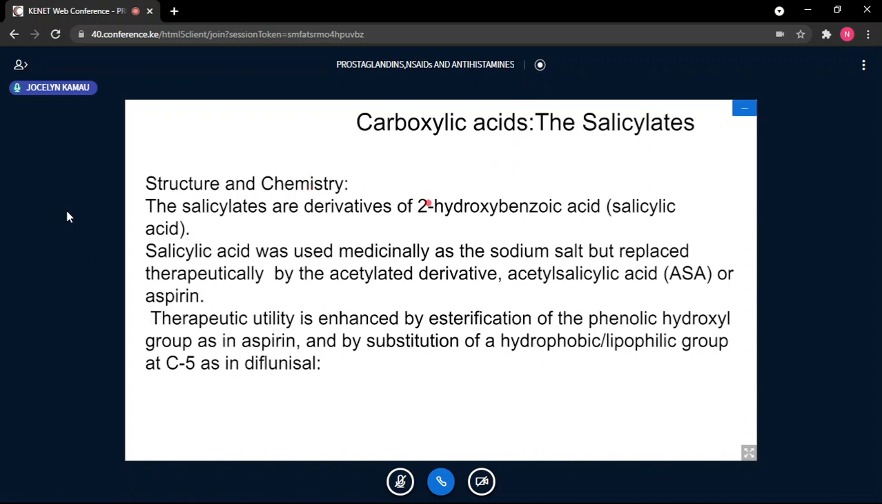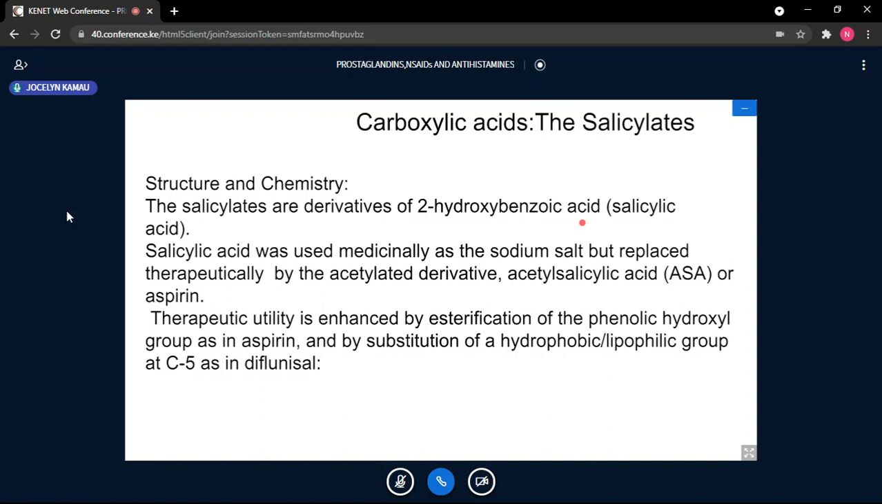Structure and chemistry: kindly draw the structure of acetylsalicylic acid and also draw the structure of salicylic acid. By now you should know how to draw them. In any question, nobody will give you the structure of acetylsalicylic acid or salicylic acid, so you must know how to draw it. The salicylates are derivatives of 2-hydroxybenzoic acid. You don't even have to draw, because it has been drawn for you. Go to page 2 and you see salicylic acid, which we are calling 2-hydroxybenzoic acid.